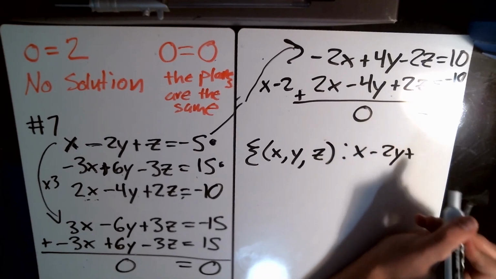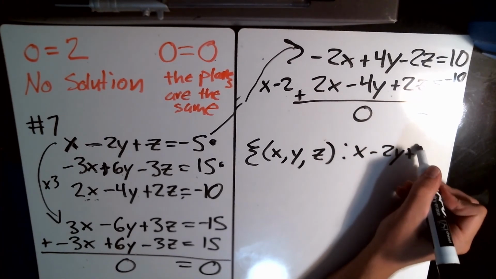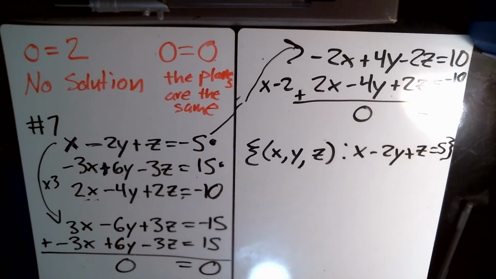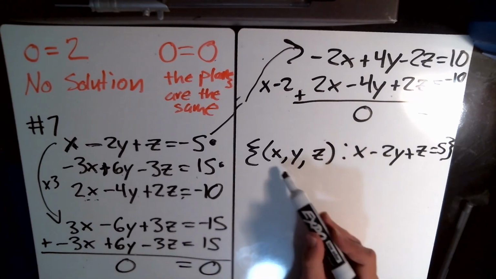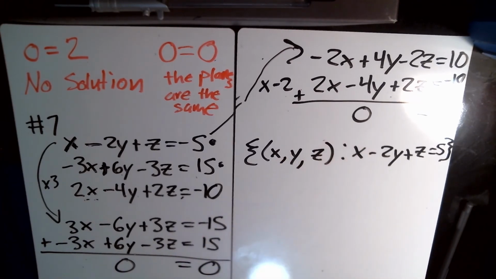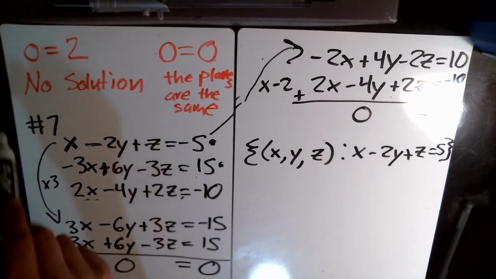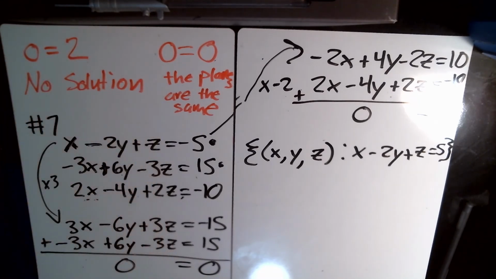So you can just write x minus 2y plus z is 5. And then curly brackets there. Okay? So this is just the set of all points on the plane. Okay? So that happens if you get like a 0 equals 0 sort of thing. That means the planes are the same. If you run into like a 0 equals 7, 0 equals 5, that just means there's no solution. There's no points that they share in common.